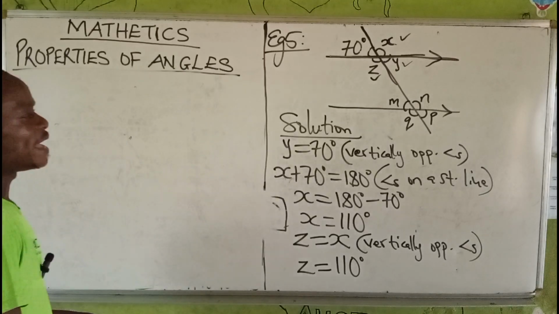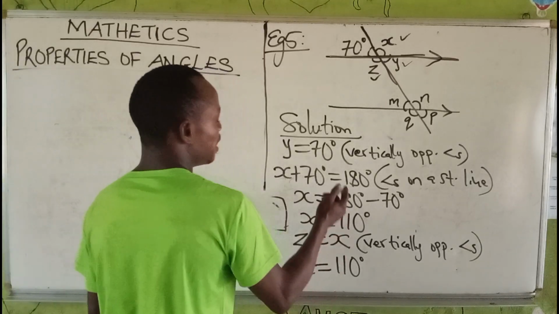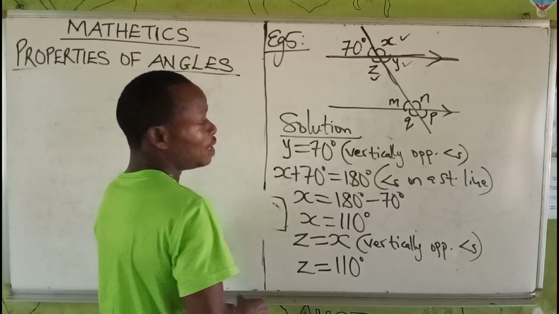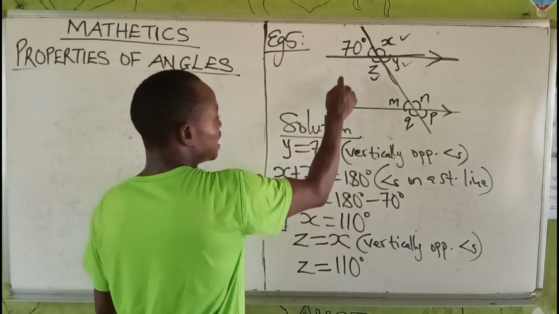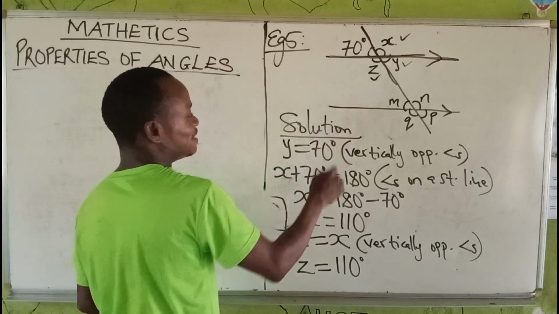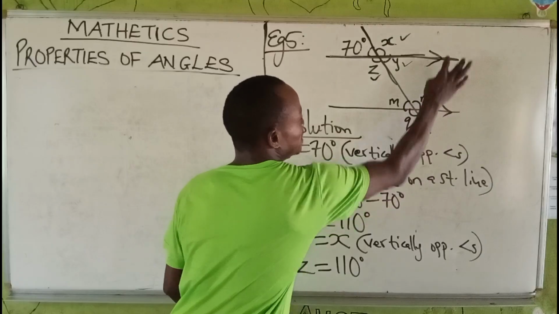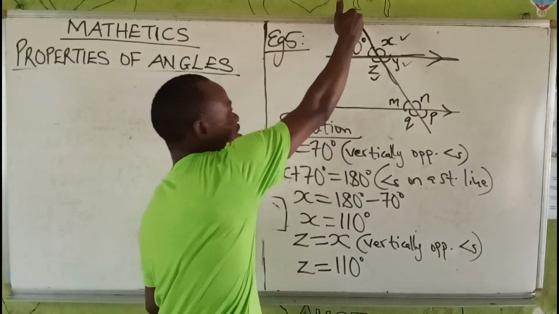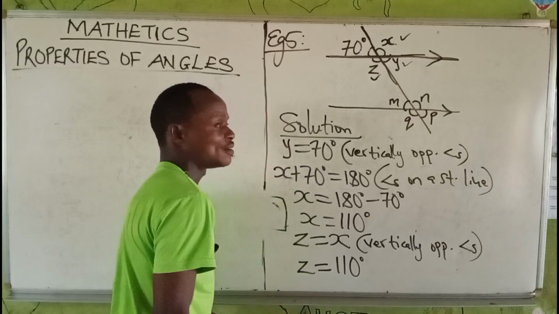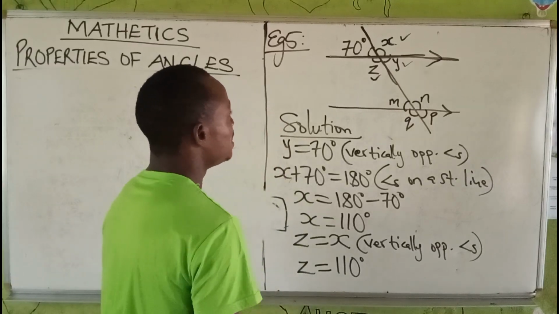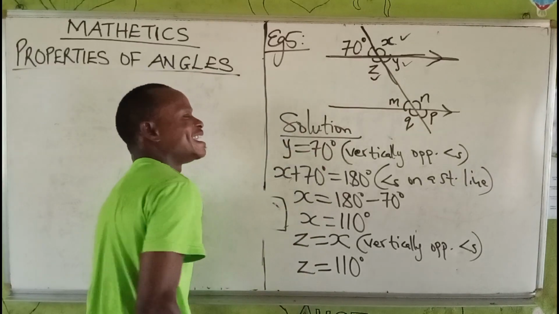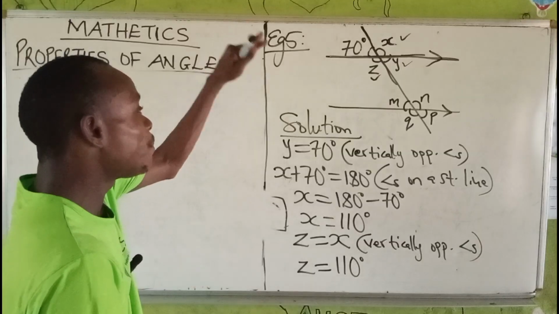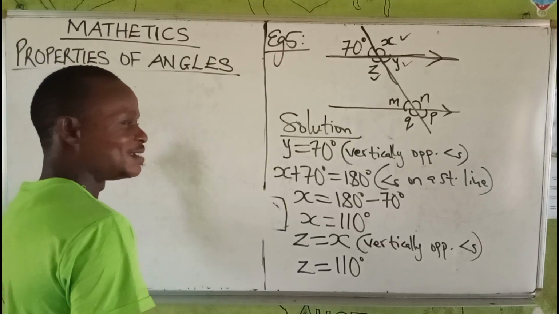Now for angle m, let's note this line and this line are parallel lines, as these arrows are indicating. They are parallel lines. And that means this line is a transversal to the parallel lines. Now, angle 70 here is occupying the top left-hand side.